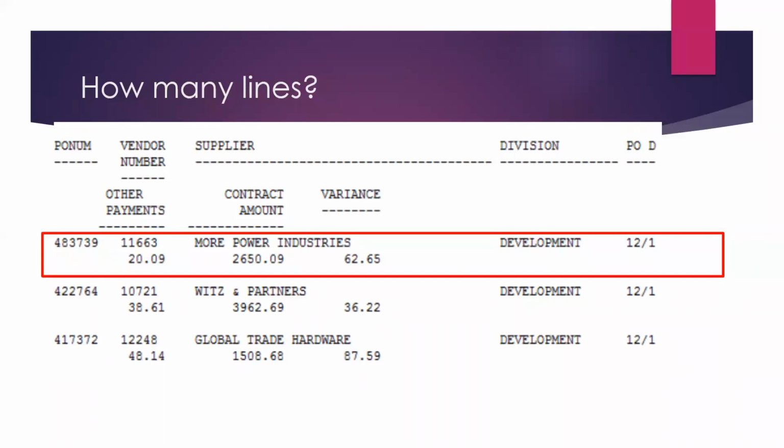And the answer is, of course, this thing in this red block is my first transaction. And if I wanted to, I could number the lines in this transaction. That line where I see 483739, 11663, More Power Industries Development, and the purchase order date is line 1. The second line in the block is that one where I see 20.09 to 650.09 and 622.65. So this transaction requires 2 lines. It has 2 lines of detail.